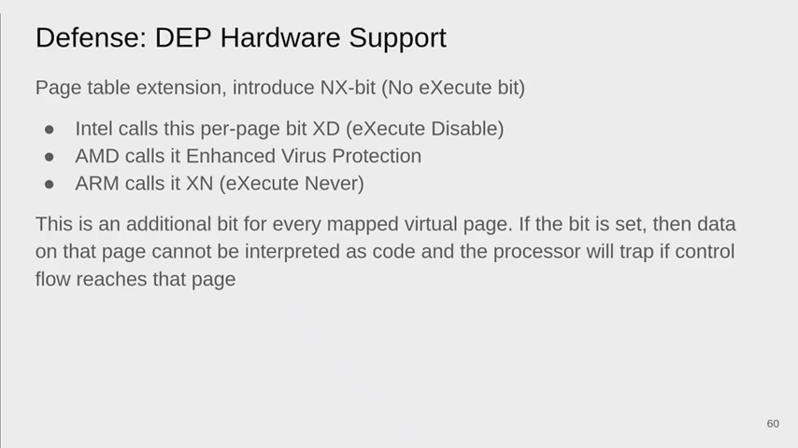Luckily, we now have hardware support for data execution prevention, which makes this a great defense. Marketing departments had a blast. Intel calls this per page bit execute disable. AMD calls it enhanced virus protection. ARM calls it execute never. I don't know what AMD was smoking when they came up with the name, because it has nothing to do with the actual defense. But I guess whatever floats their boat.